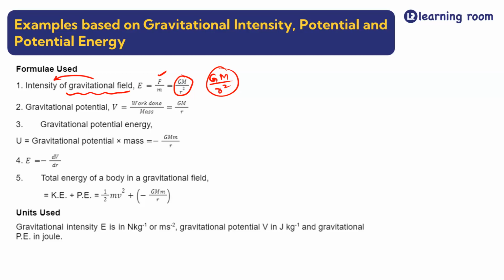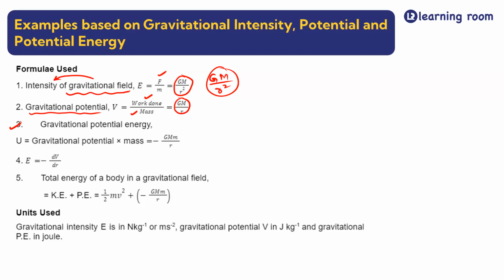Next. We discussed the concept of gravitational potential. If you remember, gravitational potential is something similar to the electrostatic potential that we already know. So what is the formula for gravitational potential? It is the amount of work done per unit mass. When you calculate it, the value comes out to be GM divided by R.